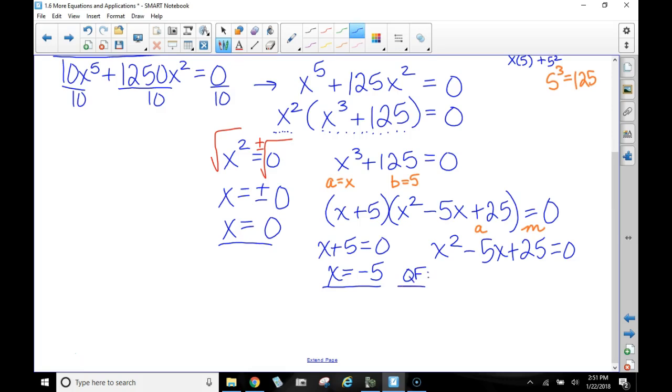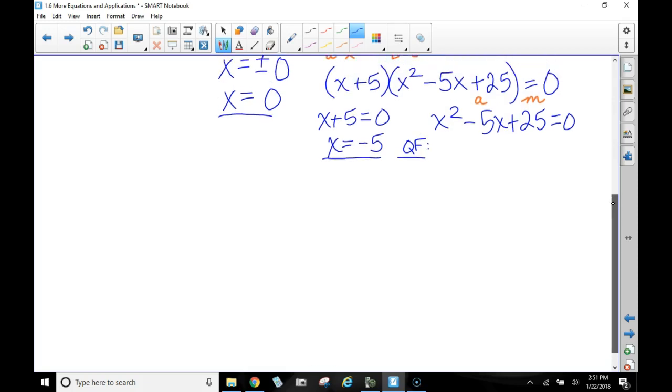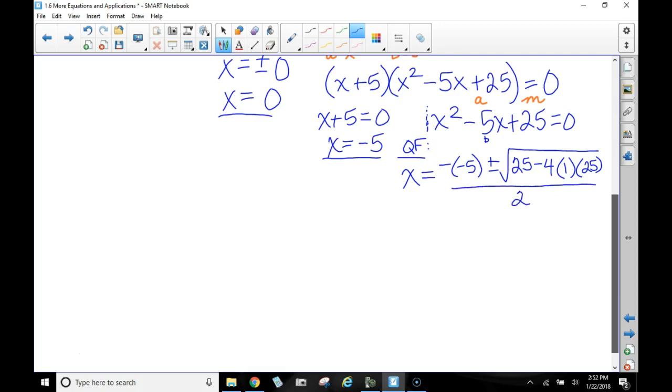All right, solving that quadratic equation by using the quadratic formula, we're going to get x is equal to negative b plus or minus the square root of the b value squared. Negative 5 squared is positive 25 minus 4 times the a value of understood to be 1 times the c value of positive 25 all over 2 times a. 2 times 1 is just 2.